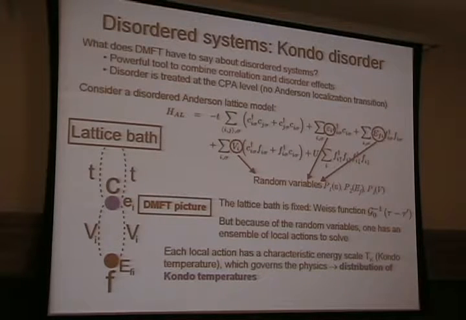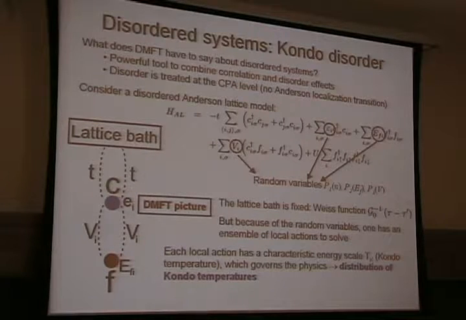So once again, you can apply the same picture, except that now you have two bands, a C band and an F band, which are connected by this hybridization V. And then the C electron is the one that actually can hop around. So the C electron will be able to hop to the lattice bath and come back again within this scheme that I showed you before. So once again, the lattice bath here is fixed. It's an average value that you can calculate self-consistently, but once you do that, it's fixed.